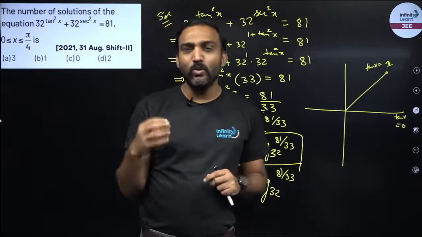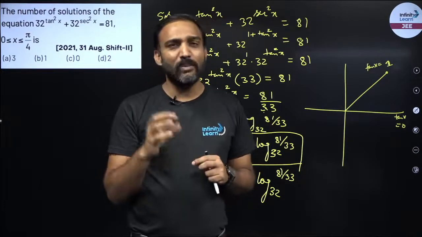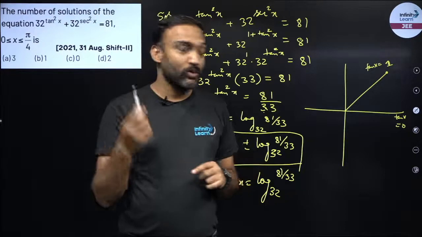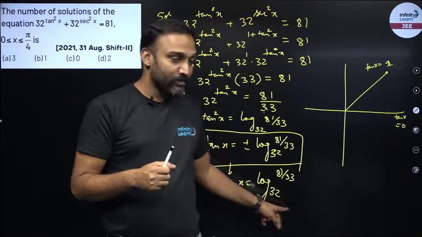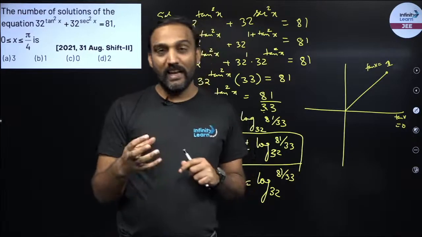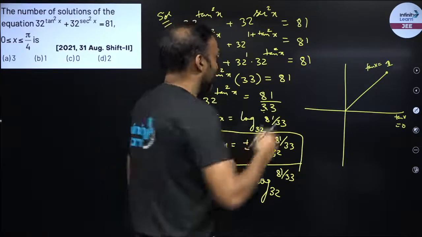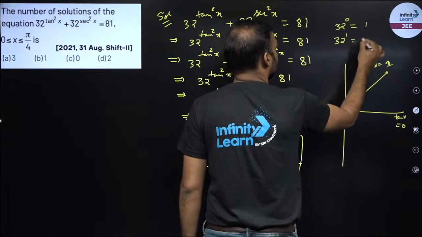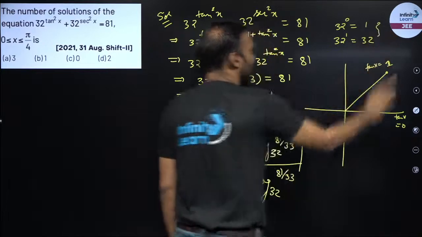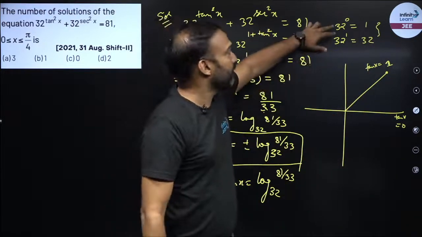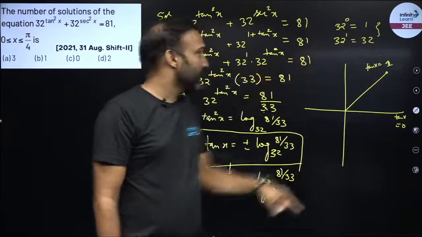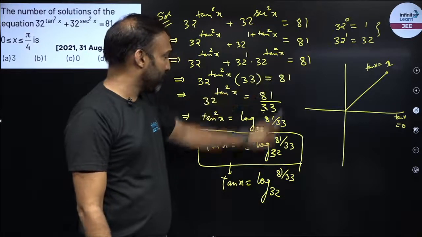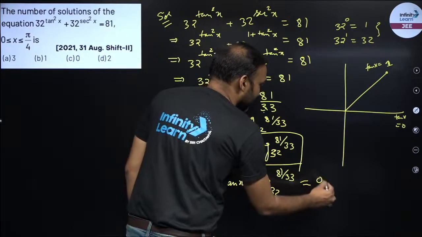Now the power of 32 which will give you 2 point something will be a fraction, because try to understand, 32 raised to power 0 is 1, and 32 raised to power 1 would be 32. So if I take any value between 1 and 32, then it will be given by 32 raised to power some fraction. This is between 1 and 32, 81 by 33. So I know its value will be somewhere between 0 and 1 only.